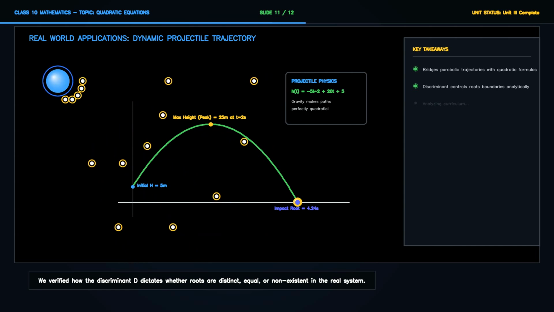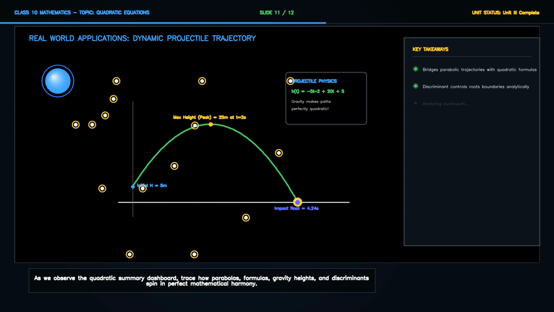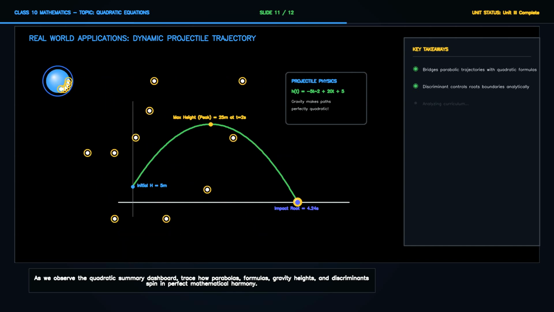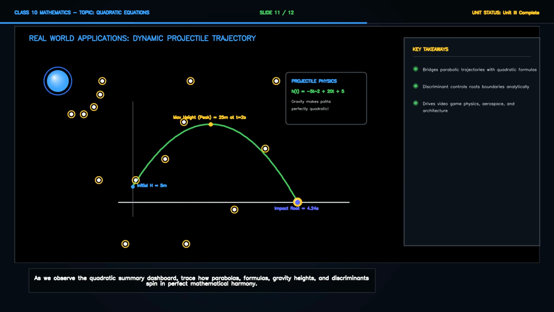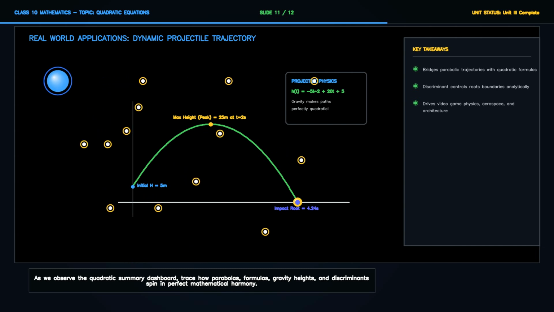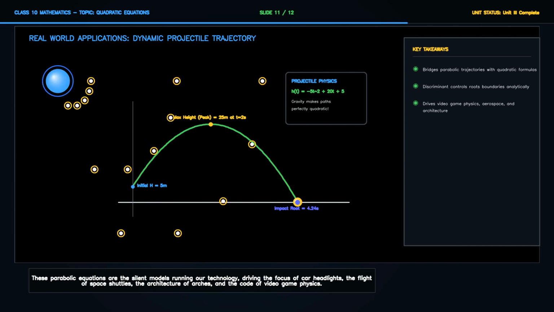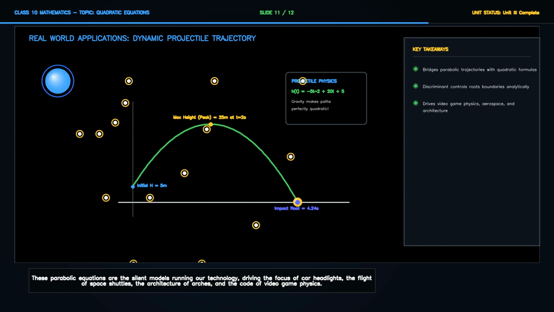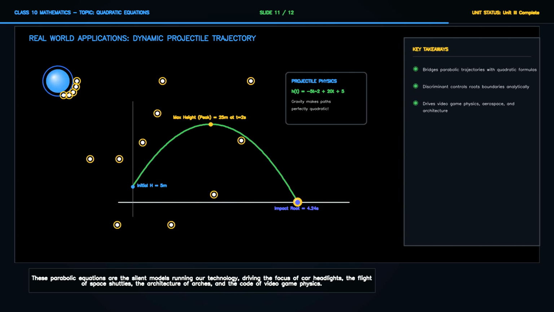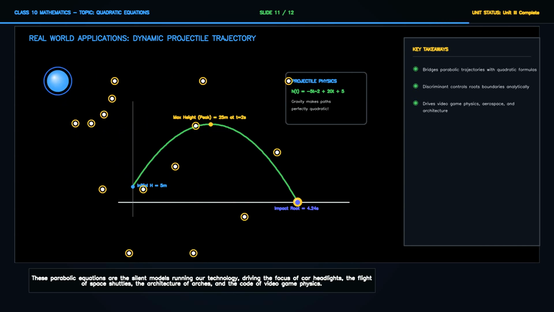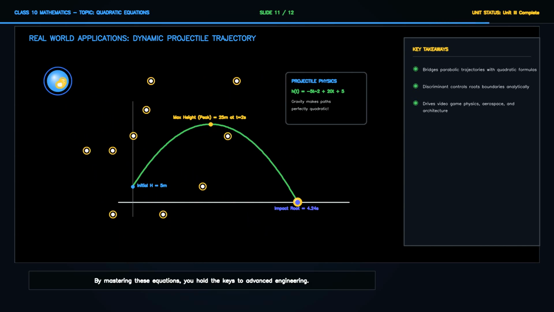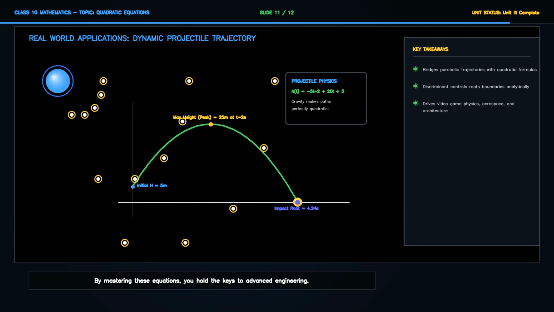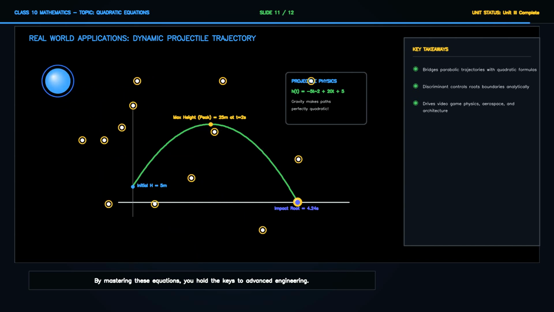As we observe the quadratic summary dashboard, trace how parabolas, formulas, gravity heights, and discriminants spin in perfect mathematical harmony. These parabolic equations are the silent models running our technology, driving the focus of car headlights, the flight of space shuttles, the architecture of arches, and the code of video game physics. By mastering these equations, you hold the keys to advanced engineering.